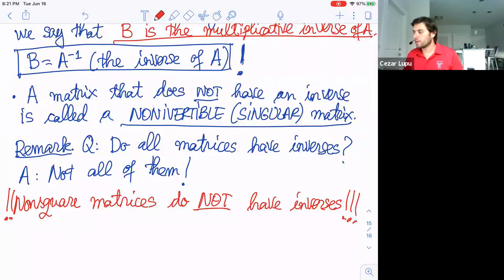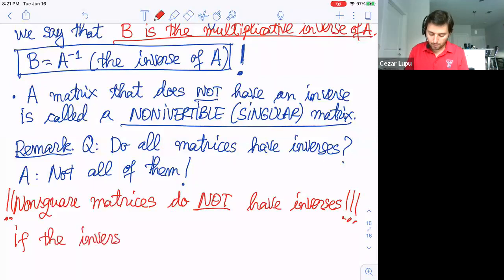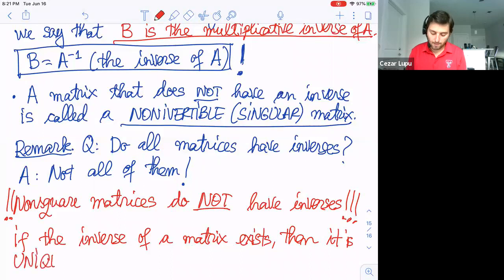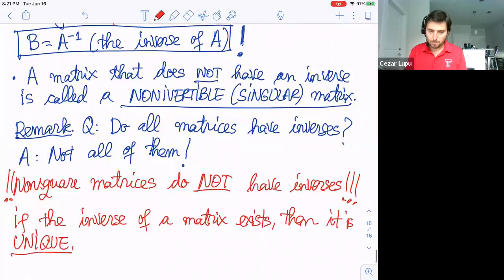Okay. Of course, there is a theorem. If the inverse of a matrix exists, then it is unique. This is very important. There is only one, right?